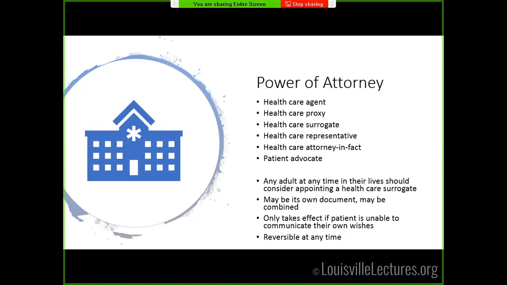It only takes effect, again, if the patient is unable to express their own wishes. So as long as we're talking to a patient, they're able to communicate with us and express what their needs and wishes are at end of life, that's who we should be communicating with and talking with. But this document can speak for them when they can no longer communicate with us. And again, this is reversible at any time. So just because we have a power of attorney in place, that's a document that we can discard and that we can start fresh with something new if we need to.